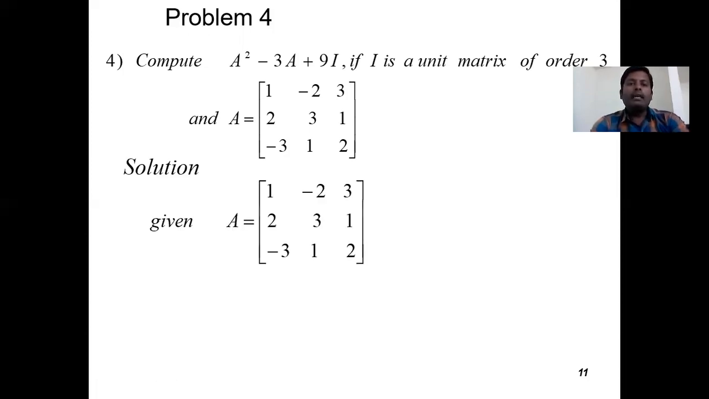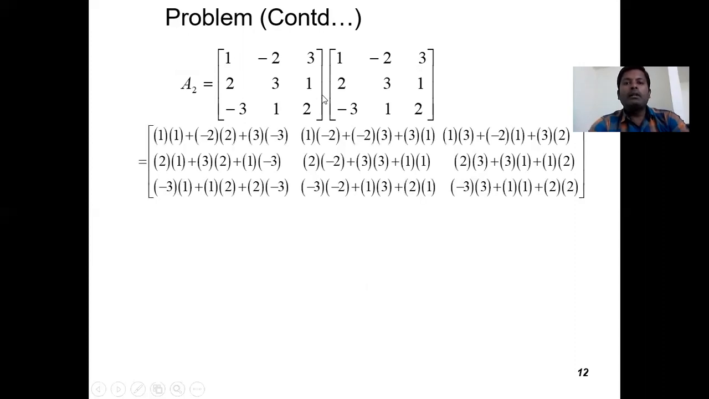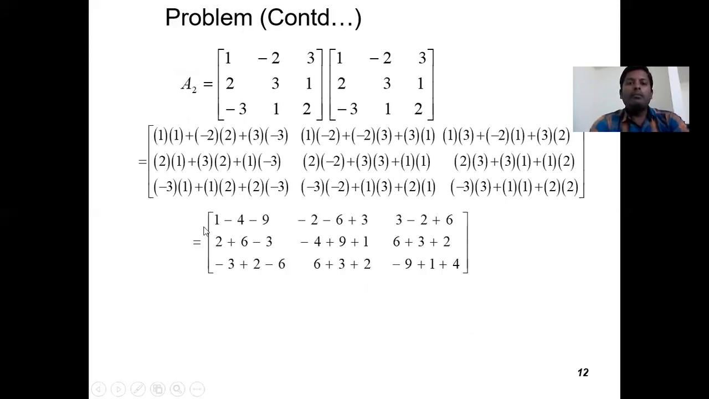The solution: A is given. We find I is what? 1 0 0, already I told you, 1 0 0, 0 1 0, 0 0 1. Now we find A square. Here A square means we write 2 times the A matrix. Here we know the first row first column, first row second column, first row third column, second row first, second row second column, second row third column, and the same way the third row first column, third row second column, third row third column. We can do the multiplication and we get the result.